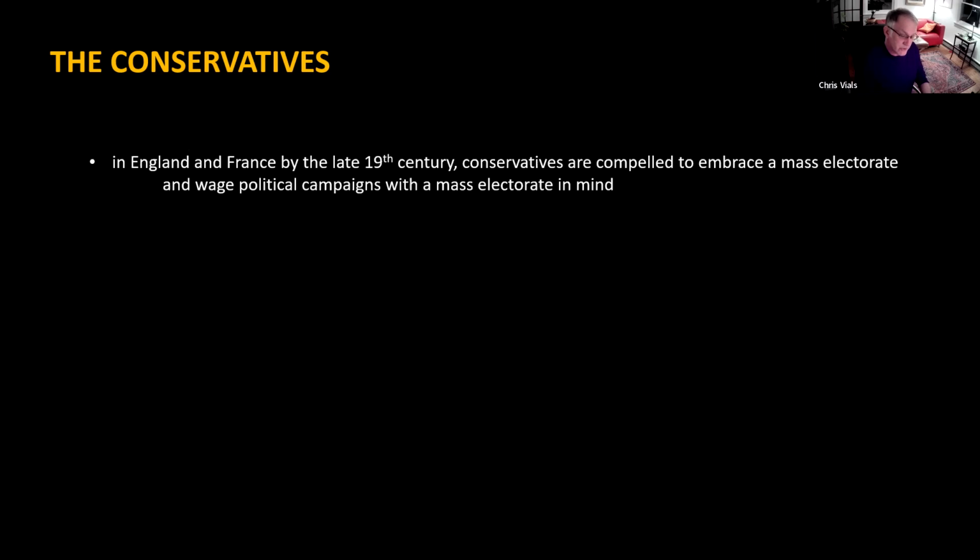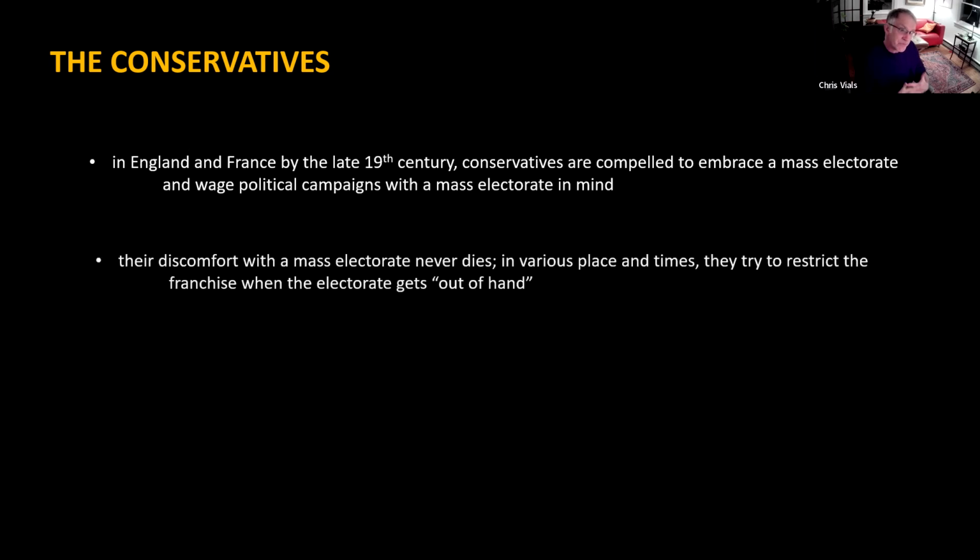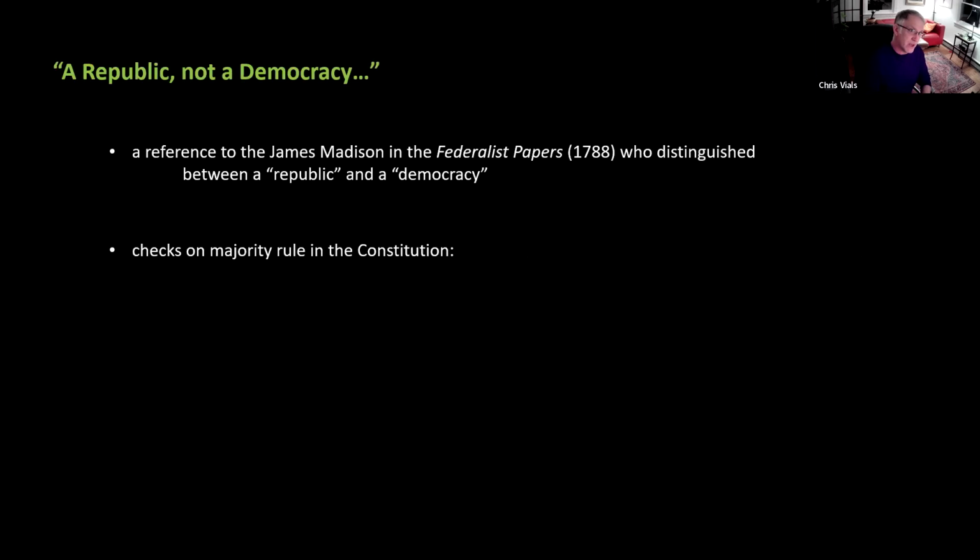And then amongst conservatives, there's less resistance, at least to an enlarged electorate. That said, their discomfort with a mass electorate never dies, in various places and times. They try to restrict the franchise when the electorate gets kind of out of hand, right? And in the United States, one of the things that you've heard conservatives say more recently, and people on the far right say more recently, you might have heard this phrase: the United States is a republic, not a democracy, right? And Barry Goldwater in the 60s was famous for repopularizing that.